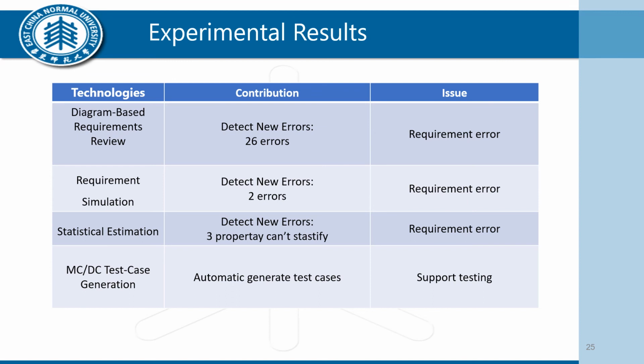For example, through the diagram-based requirements review, we detected 26 errors in the requirements. Through the requirement simulation, we detected 2 errors, and through the statistical estimation, we found 3 properties that can't be satisfied, which are also requirement errors. Although the diagram-based requirements review found more errors, they were the easier errors. The deeper-level errors were found by the requirement simulation and statistical estimation.